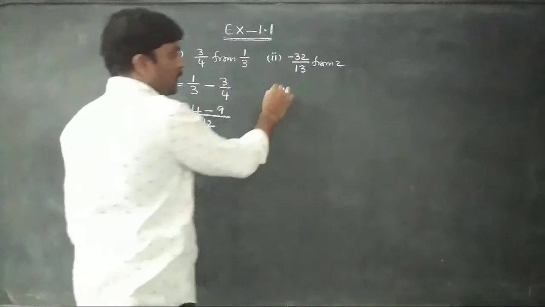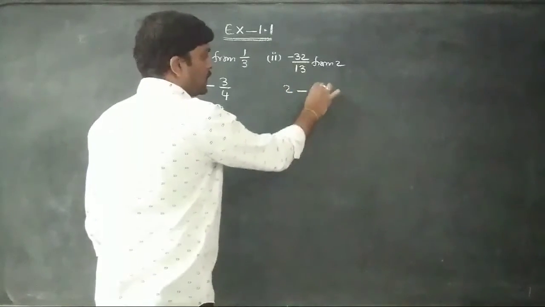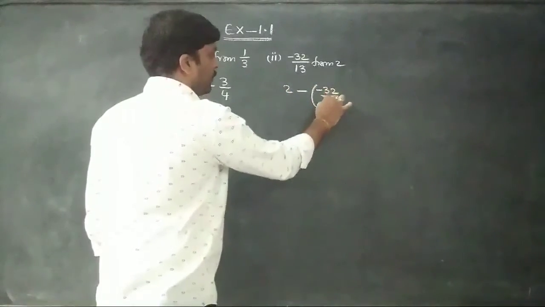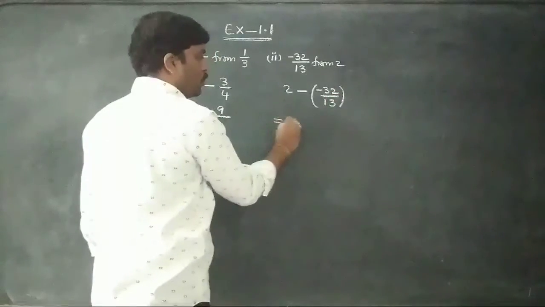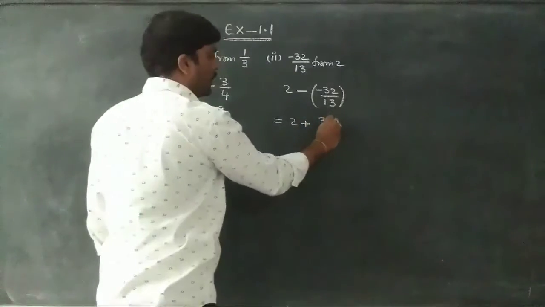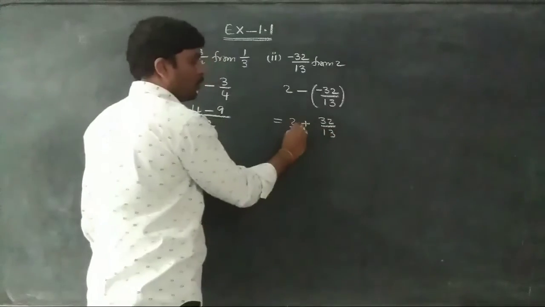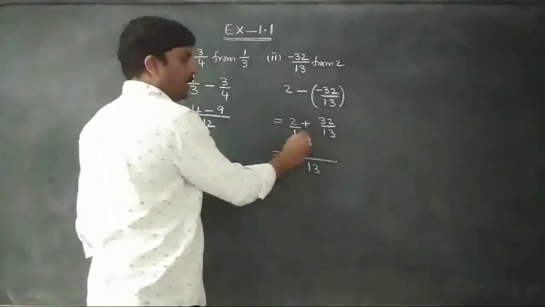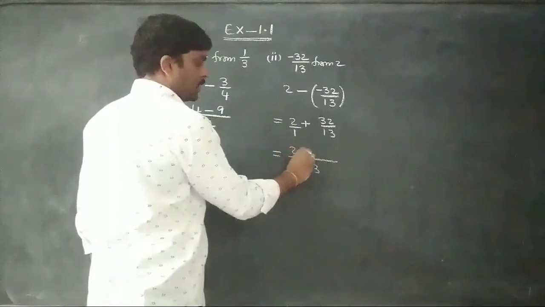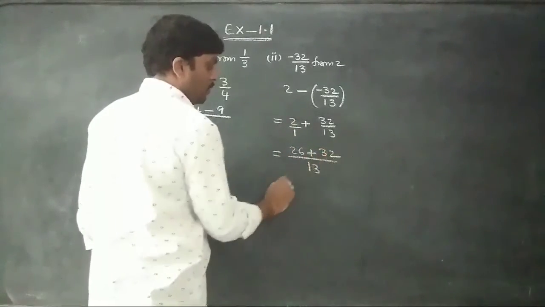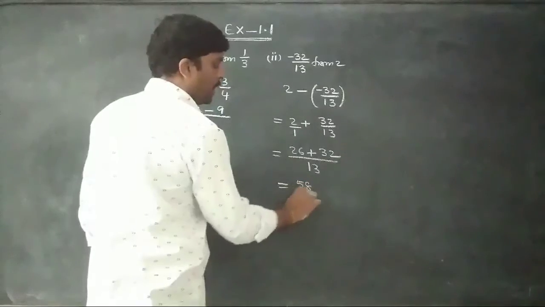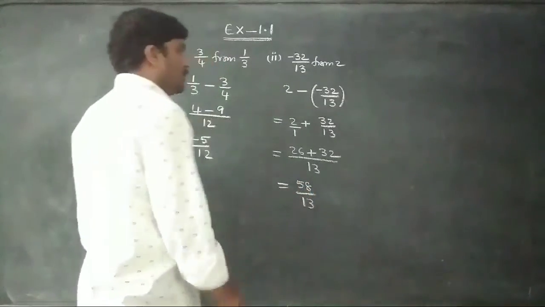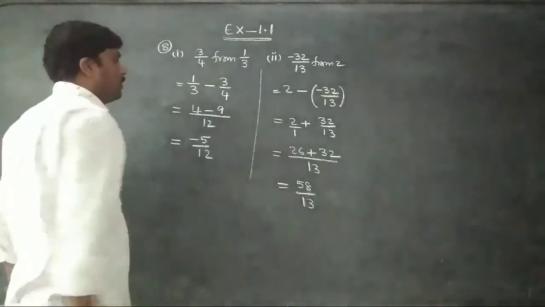And the second question is 2 minus minus 32 by 13, that is 2 plus 32 by 13. 2 is nothing but 2 by 1. Now the LCM is 13. 1 into 13, 2 thirteens are 26, plus 32. Final answer 58 by 13. So that is how to subtract.